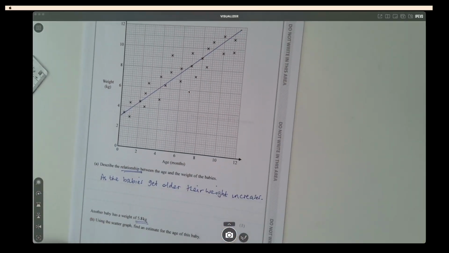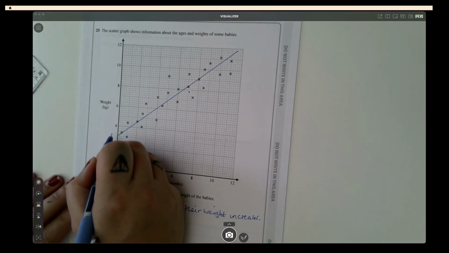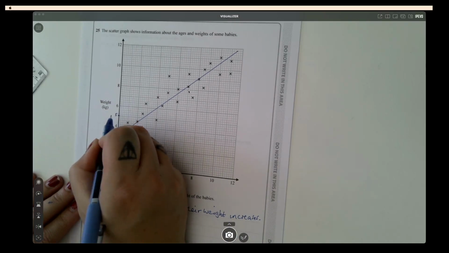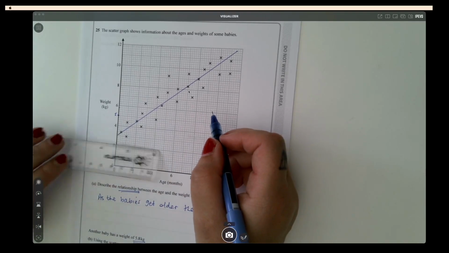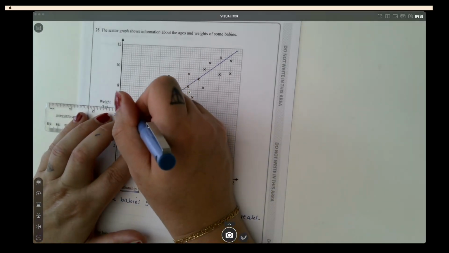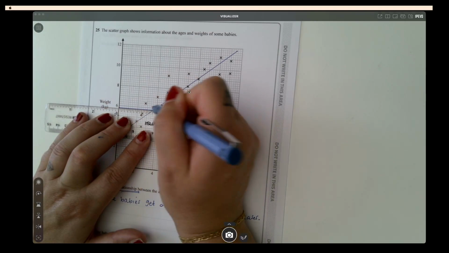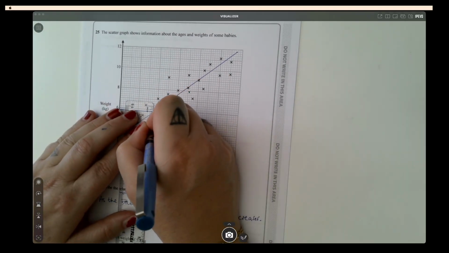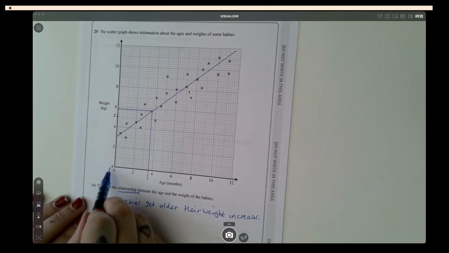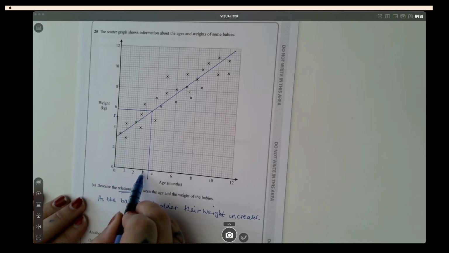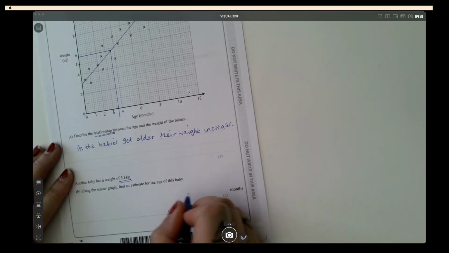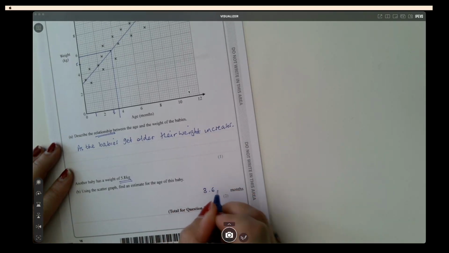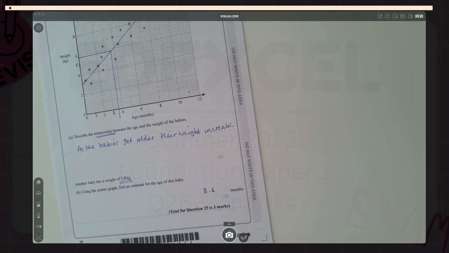It doesn't matter if it does or doesn't go through any of those points, but you want it to follow that trend. So if the baby's got a weight of 5.8 kilograms, we've got 2, 4, 6. So here's 5. 0.2, 0.4, 0.6, 0.8. So there's 5.8. Let's use our line of best fit to estimate this baby's age. So we've got 0, 1, 2, 3.6. So we can estimate that this baby is 3.6 months old.